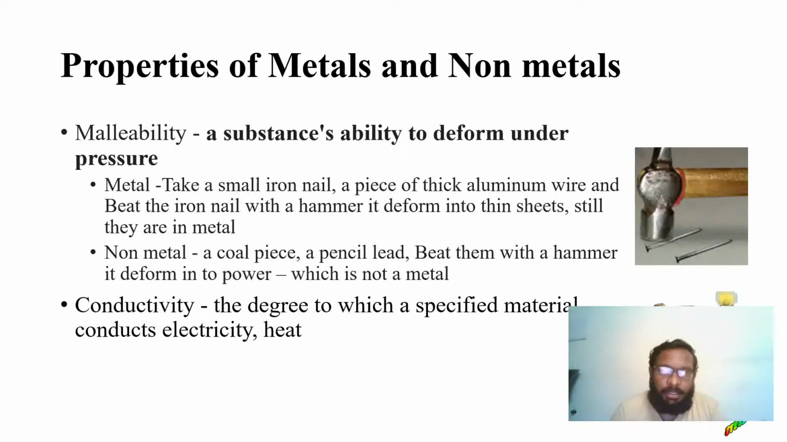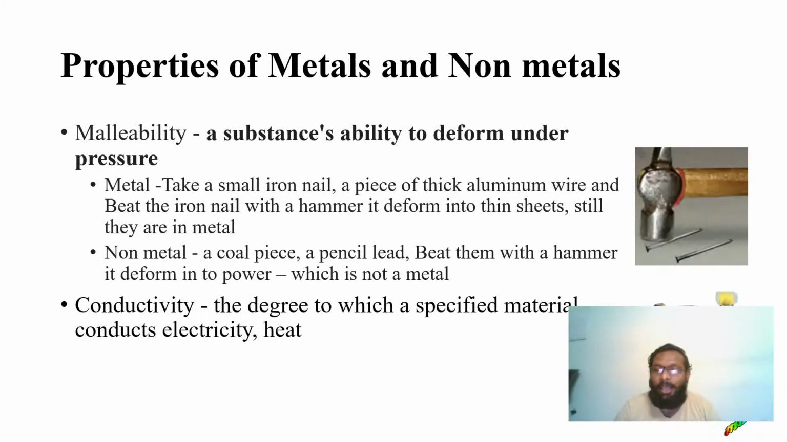The first property we come across is malleability. Malleability is the ability of a substance to deform under pressure. That is, the shape of a metal can be changed from one shape to another under pressure. For example, take a piece of nail and hammer it with force, and it deforms into a sheet-like structure. If you provide some pressure, the metal can deform into some other structure.